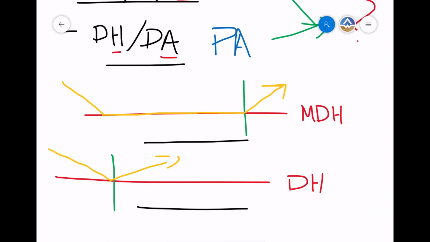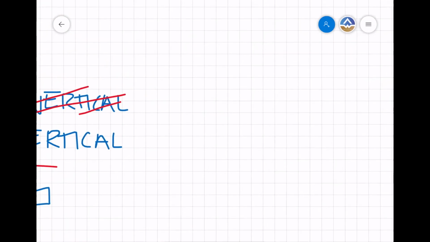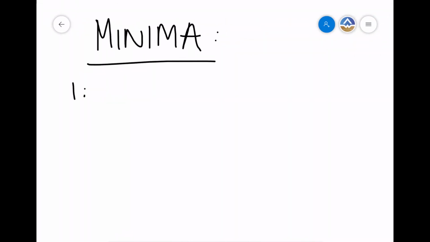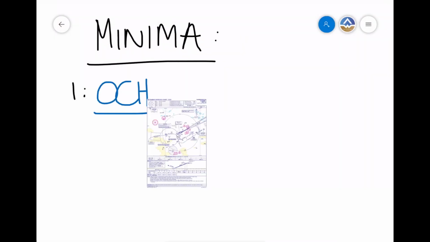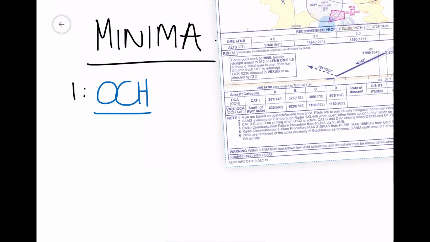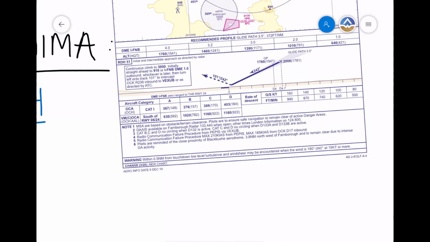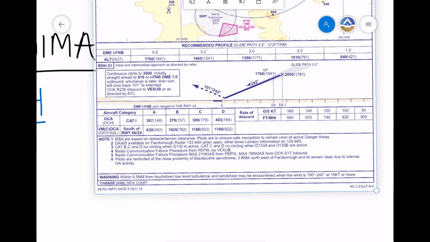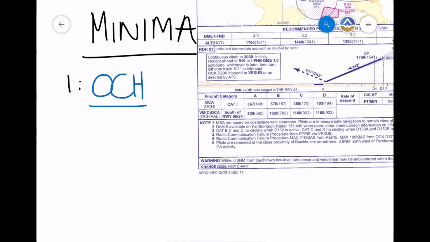So with that difference in mind, let's take a look at how you actually go about calculating your minima. First things first is you start with your obstacle clearance height. The obstacle clearance height is going to be given to you on the approach chart. So let's bring up an ILS approach for Farnborough here. And we're going to see we are given some obstacle clearance heights. There's a few to choose from.